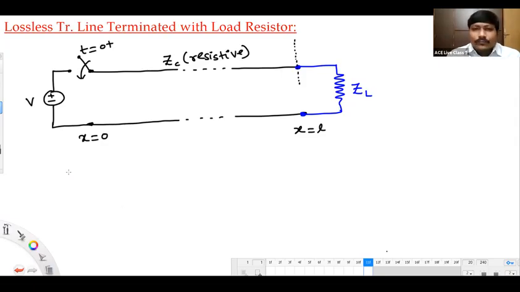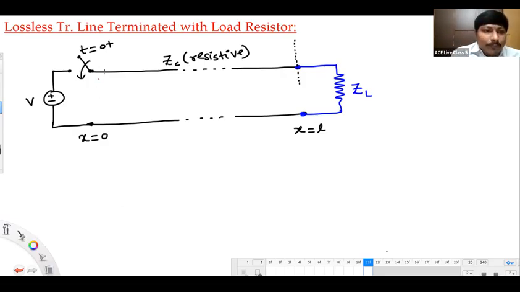Listen. At time t equals 0 plus the switch was closed. Voltage V will be propagated. How much is the current to be propagated? V by ZC, that's it. After reaching the end of the line only, it will face ZL. After the voltage and current waves reach the end, then only will they face ZL. Else it will be experiencing only ZC.